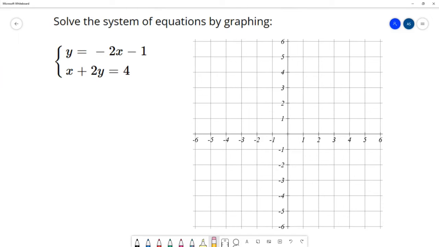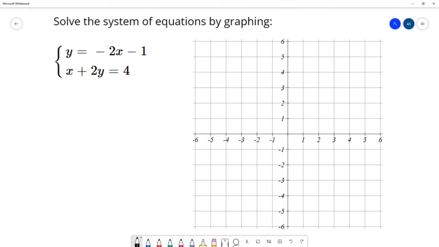On this example, we want to solve the system of equations by graphing. We have this system of equations which has the first equation being y equals negative 2x minus 1, and the second equation is x plus 2y equals 4. Now to solve by graphing, we're going to graph each one of these lines on the same picture and look for the intersection point. The solution will make each equation true, and the intersection point is a point that's on both lines.